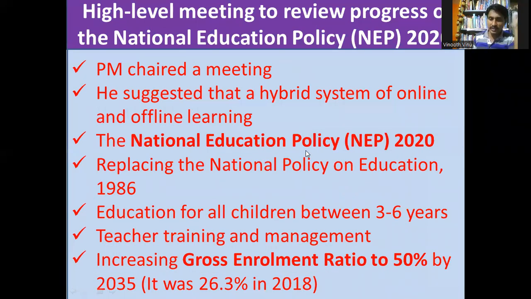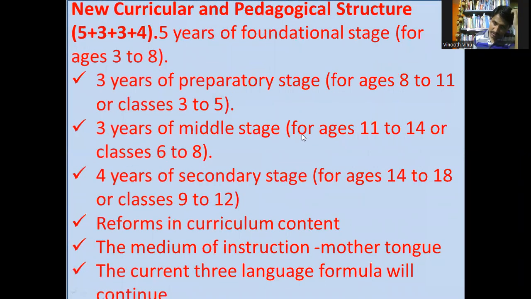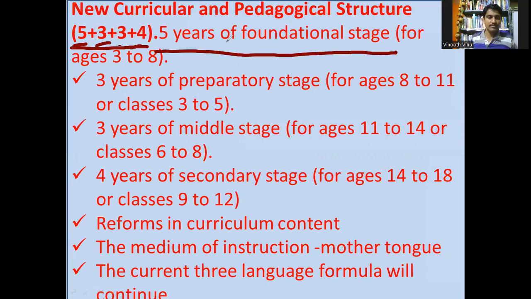which was launched in 2020. And coming to the related news of National Education Policy, very importantly, this is the new curricular model or pedagogical structure. So they structure how children learn: 5 years plus 3 years plus 3 years plus 4. I mean, this is the formula 5 plus 3 plus 3 plus 4. Importantly, first of all, 5 years of foundational stage. That is 3 to 8 years. That is the first 5 years of foundation stage.